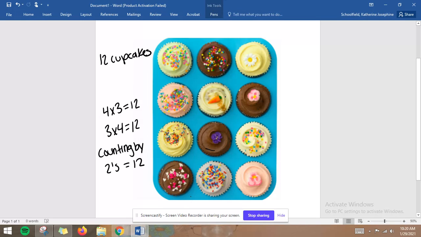And then another way that you could do this is by looking at the different colors. So you could say, well, there's 1, 2, 3, 4, 5 cupcakes that are yellow, 5 that are yellow. And there's 1, 2 that are pink. And then there's 1, 2, 3, 4 that are brown. And 1 that is white. And that also gets you 12.